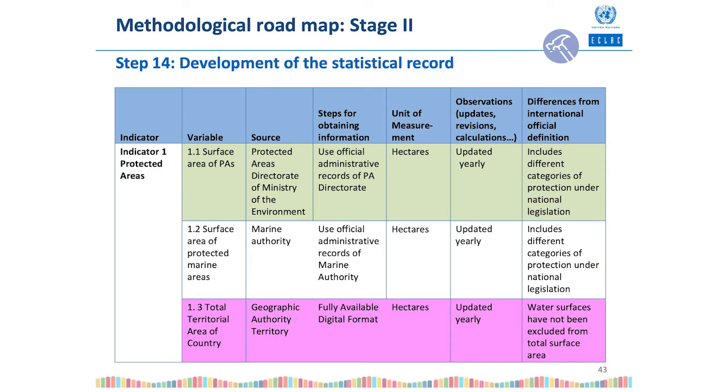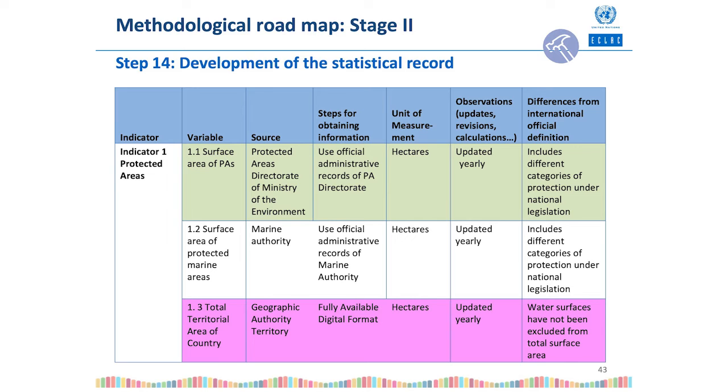So step 14 is the development of the statistical record. And here we would look at an example of an indicator on protected areas. So the variables would be the surface area of the terrestrial protected area, and then we have the surface area of the protected marine area. So we'd have the third variable as the total territorial area of the country.